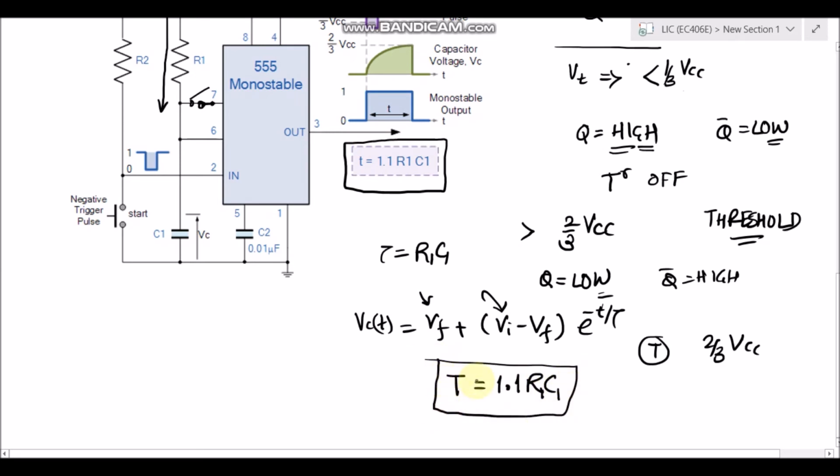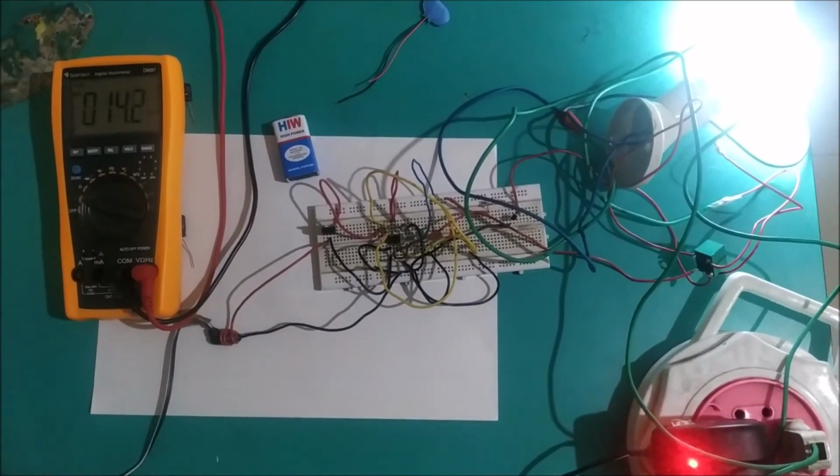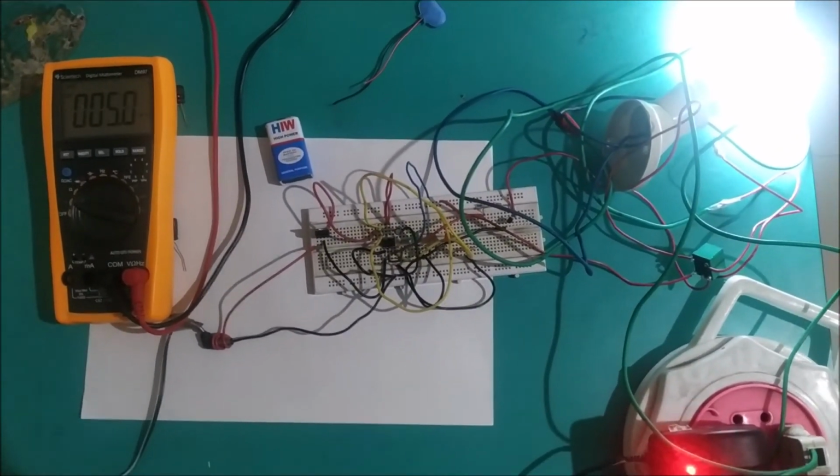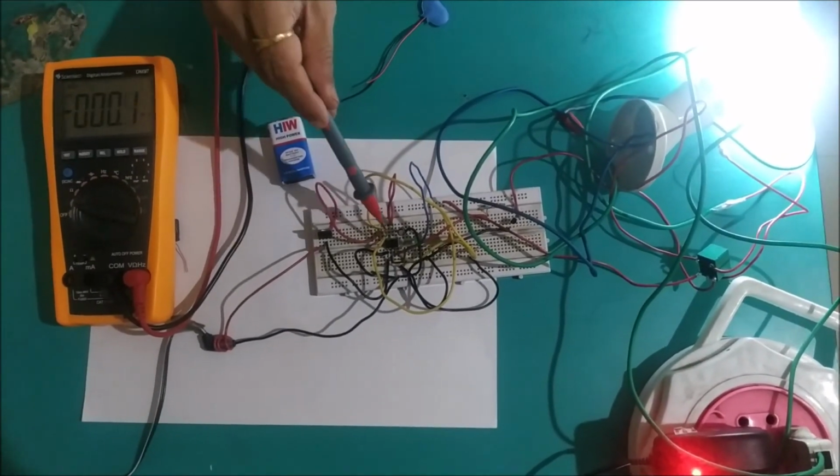Now we need to check or test that practically. We will perform a practical to get different pulse widths depending on the values of R1 and C1. So here we are doing an experiment on a monostable multivibrator using the 555 IC.